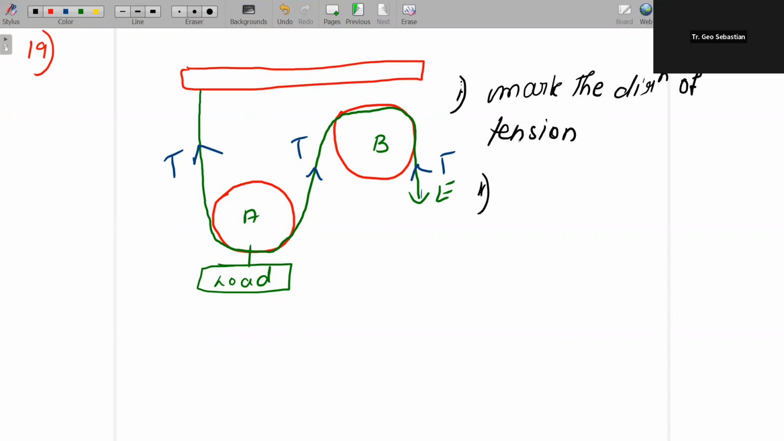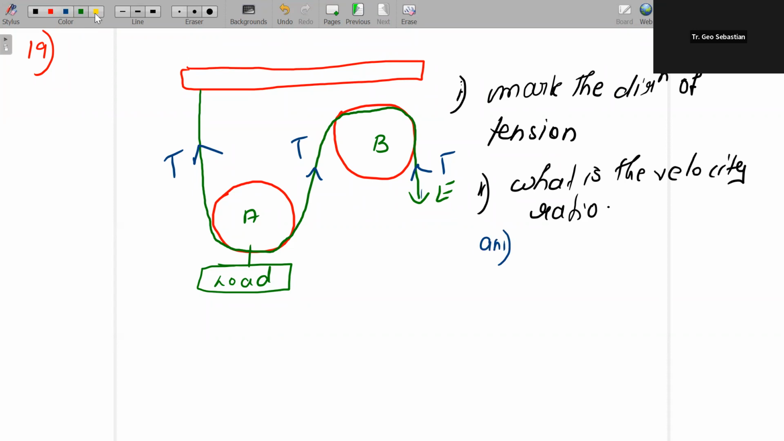Second one: what is the velocity ratio? Children, the answer, listen carefully. Velocity ratio is equal to the number of strands supporting the load. Number of strands, that means pulleys, supporting the load.